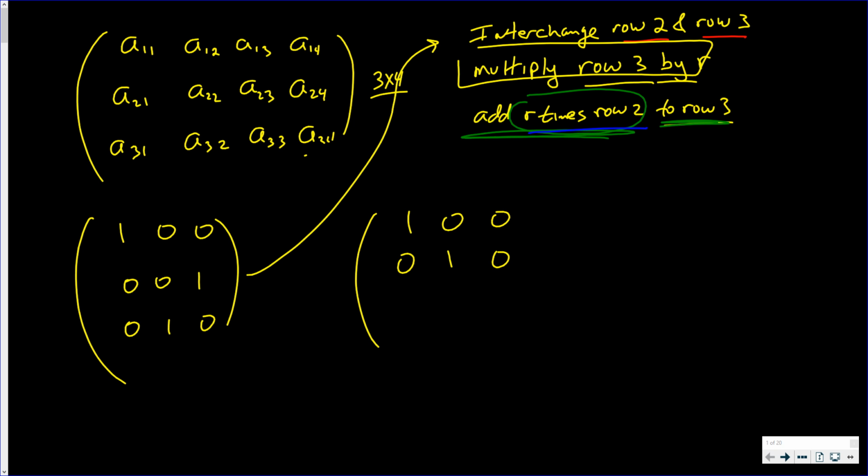If you want to add a multiple of one row to another, in our case, we want to add to row 3. So I'm going to change row 3. And since I'm adding R times row 2, I go to column 2 and I put an R there. Okay, and if you think about why, it all makes a lot of sense.